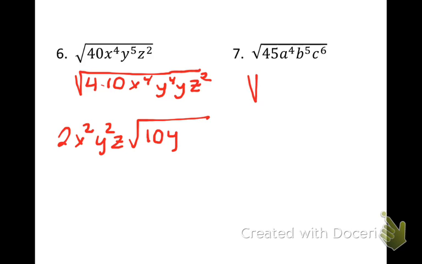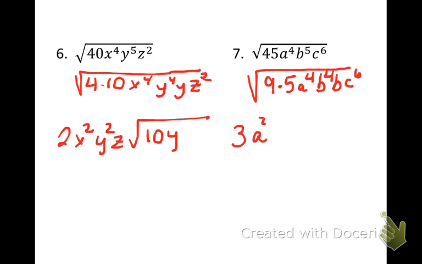And this one, again, let's break it down. 45 is 9 times 5. A to the 4th is a perfect square. B to the 5th would be b to the 4th times b. And then c to the 6th. So, square root of 9 is 3. Square root of a to the 4th is a to the 2nd. Square root of b to the 4th is b to the 2nd. Square root of c to the 6th is c to the 3rd, times the square root of, what's left? 5b.